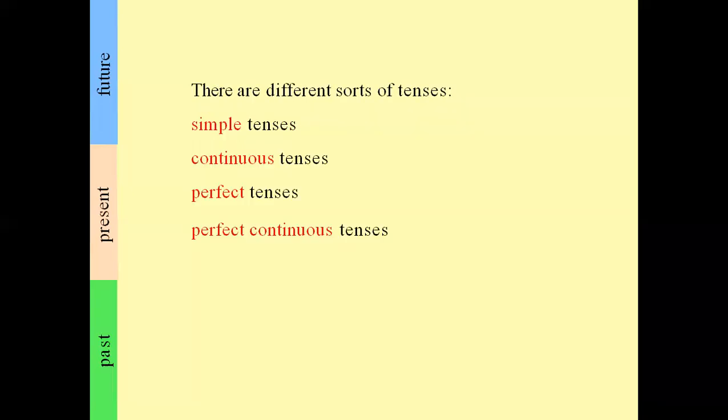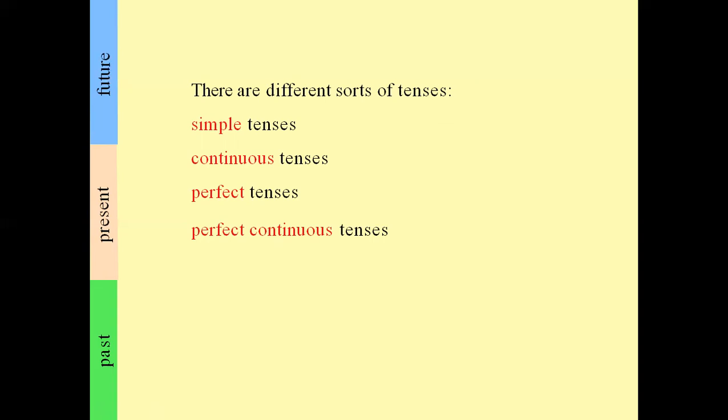I have written it again here, and there are four types of all tenses. Means, suppose a present tense, then it has four types like this: simple tenses, continuous tenses, perfect tenses, and perfect continuous tenses. So these are the four types of all the tenses. If we study present tense, then there is a simple present tense, a continuous present tense, a perfect present tense, and a perfect continuous present tense. So these are the four types of each tense.